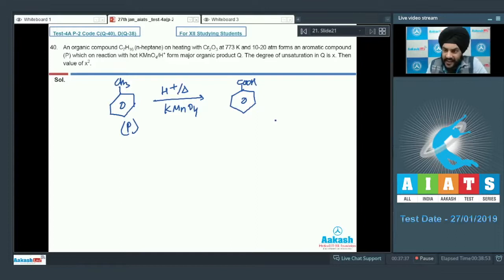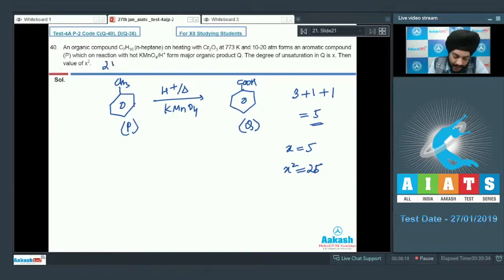And the examiner seems to be interested in the degree of unsaturation of Q. So in Q, we have 3 double bonds, we have a ring, and we have a C double bond O linkage as well. So we have a total of 5 unsaturation present in the system. So the value of X shall be equal to 5. And the examiner seems to be interested in the value of X square. So the value of X square will come out to be equal to 25. So students, for this question, we have to mark 25 as the correct answer.